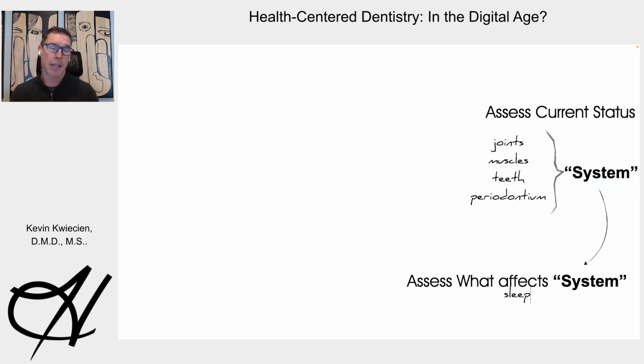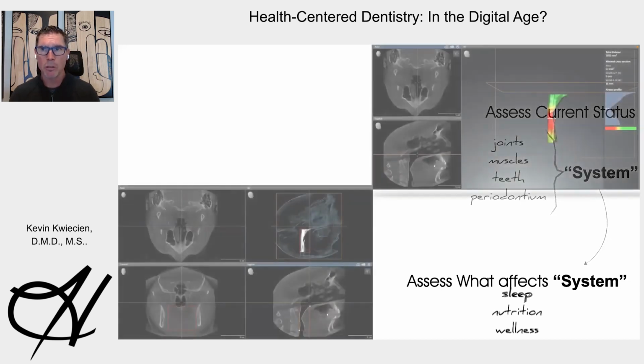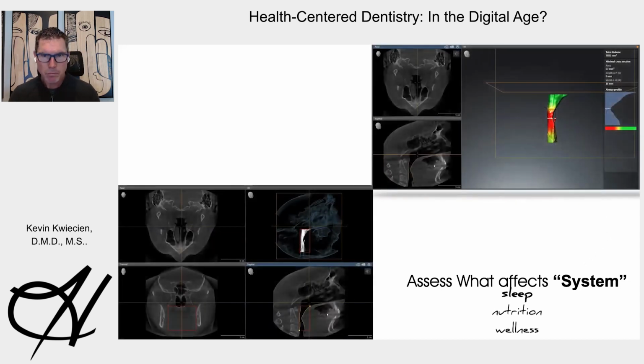Now, the way I think about it, and what I want to share with you today, is there's really only three things that impact what we just saw and that are going to impact the predictability of the dentistry that we do. One is sleep or airway, the other is nutrition, and the third is wellness. How are you dealing with stress in life? Well, the only one that's really going to be helpful in the digital world would be airway or sleep.